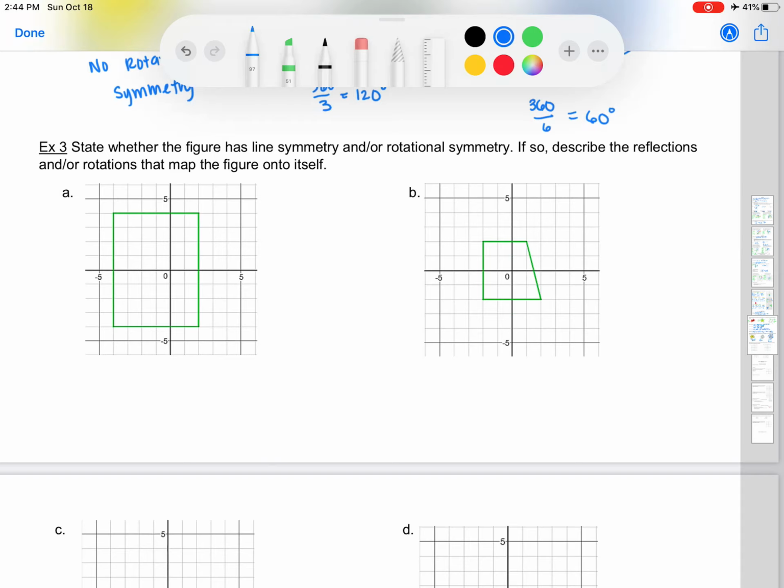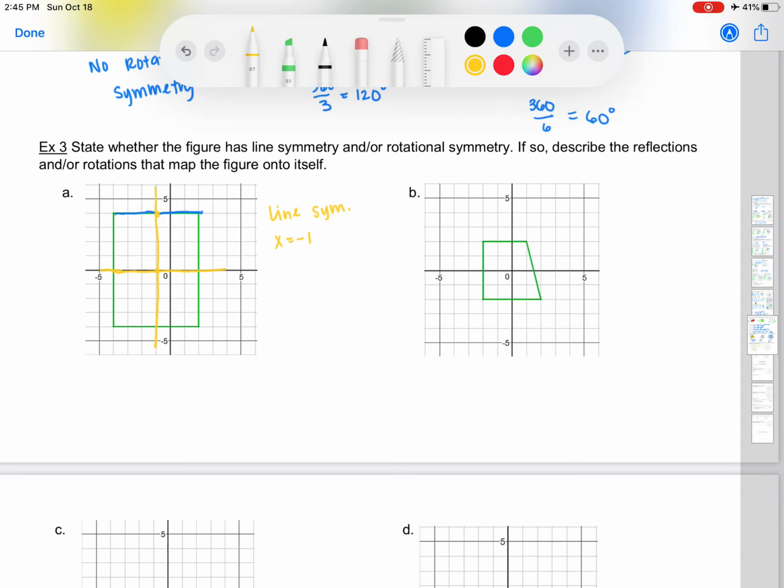So like on example 3A, I noticed that I have a rectangle. Because it's a rectangle and the 2 sides have the same slope on your opposite sides, I can look at the length of the top of my figure. The length of the top of my figure is 1, 2, 3, 4, 5, 6 units. So if I split that in half, I would have a line of reflection there where that figure, if I fold it across that line, is going to map onto itself. So I have line symmetry through that point. So this happens at x equals -1.